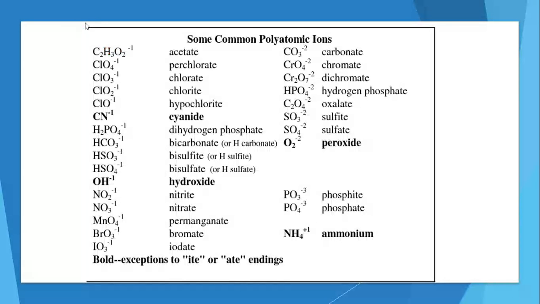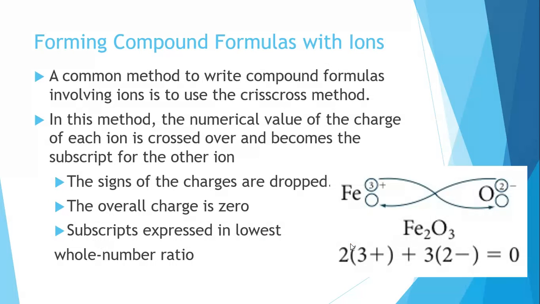So here's a list of common polyatomic ions. I've uploaded this PowerPoint so you can always refer to this list, or you can always go back to this video. This list has a lot of common ones, including their charge. So for example, we have nitrate, NO3, and then it has a -1 charge. Notice that a lot of polyatomics end in "ite" or "ate". There are a few exceptions, and they're bolded on this, such as cyanide, hydroxide, peroxide, and ammonium, which don't end in "ite" or "ate".